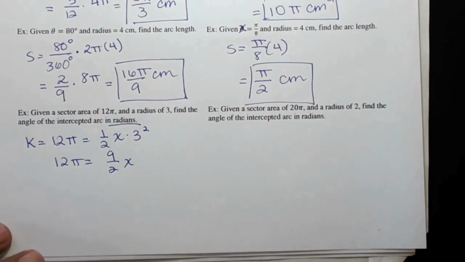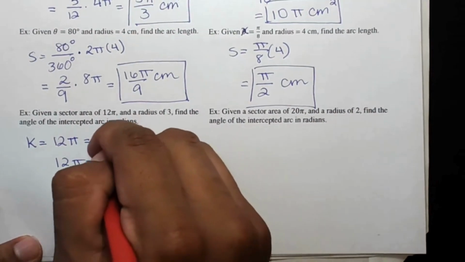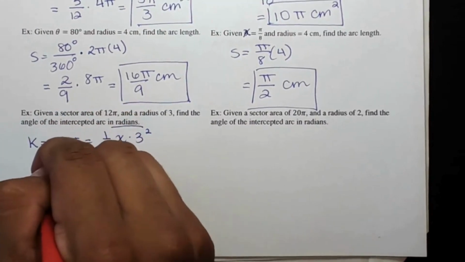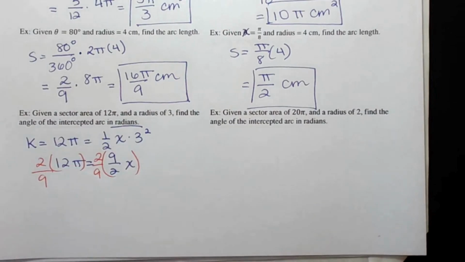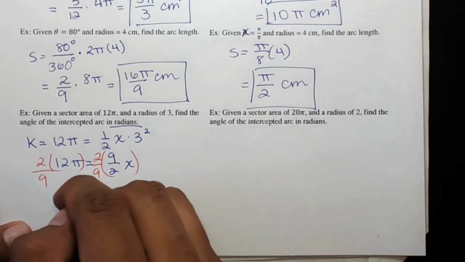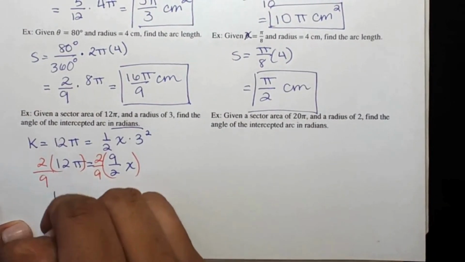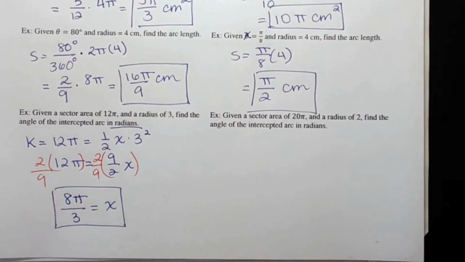Well, you can solve this in any way that you want to. I'm going to multiply both sides by the reciprocal of 9/2, so that I can simplify this fraction easier and just get that this is 8 pi over 3. And that is my radian measure. So again, knowing the formula, plugging in the correct information, and getting your answer.